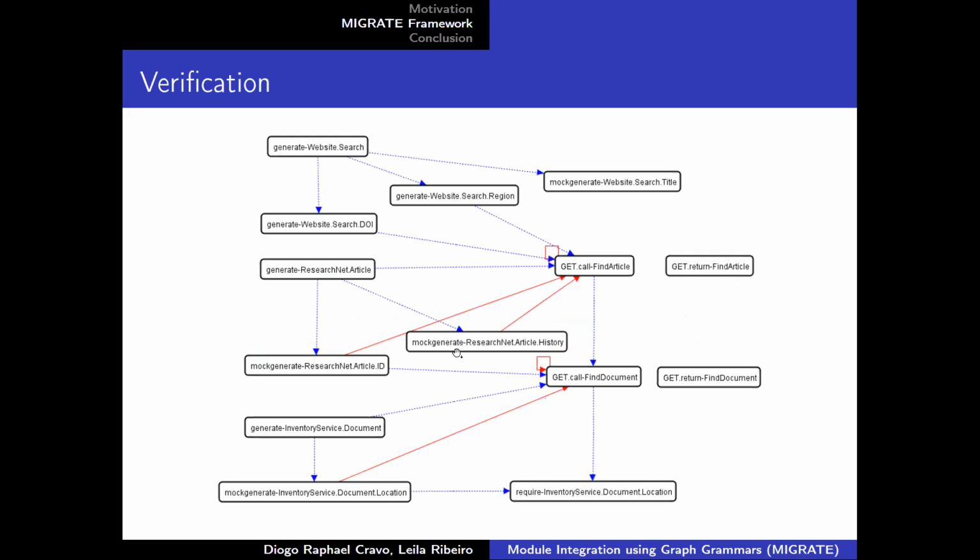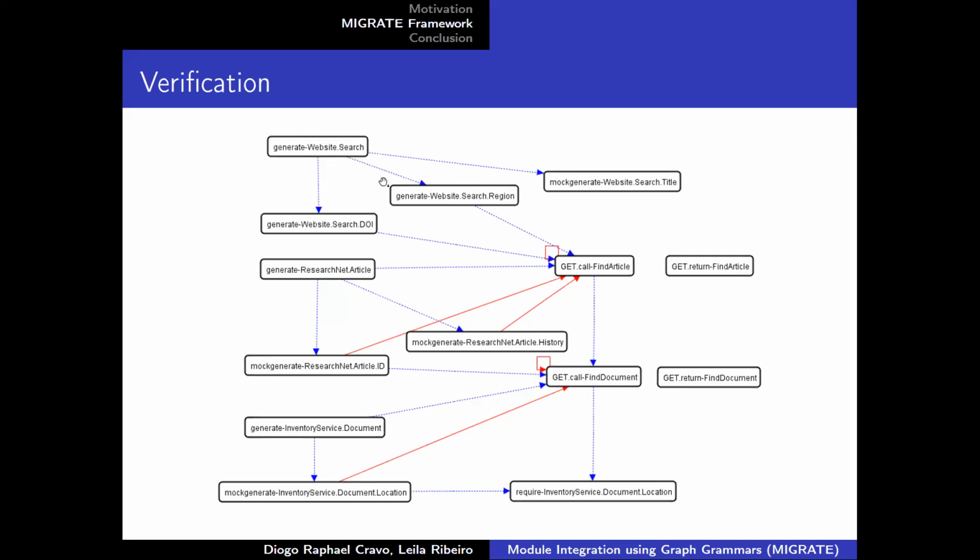So when we do this critical pair analysis, we obtain a graph like this, where the nodes are rules, the dotted blue edges are dependencies between rules, and the red solid edges are conflicts. So in this case here, we have a dependency from the rule that generates the search resource to the rule that generates the region attribute, and that is so because the region attribute is an attribute of the search resource. So I cannot have a region attribute without having a search resource.